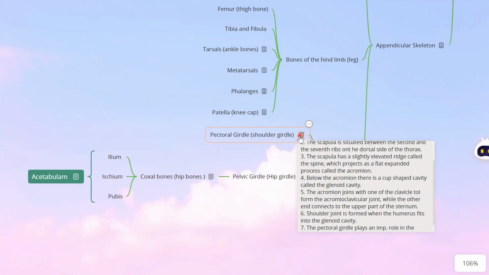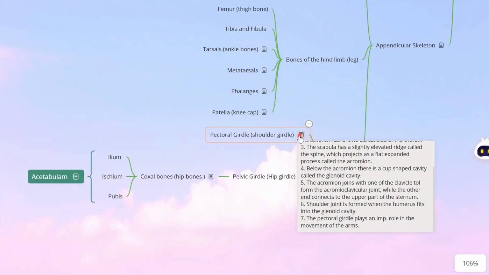Now, the pectoral girdle plays an important role in the movement of arms. So, what role does the pectoral girdle play in the human body? It helps in the movement of the arms. That is what comes under the pectoral girdle.